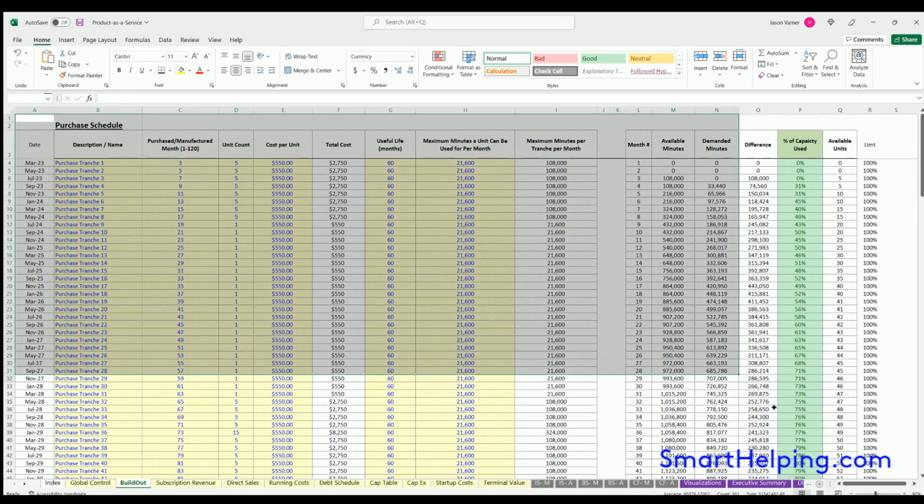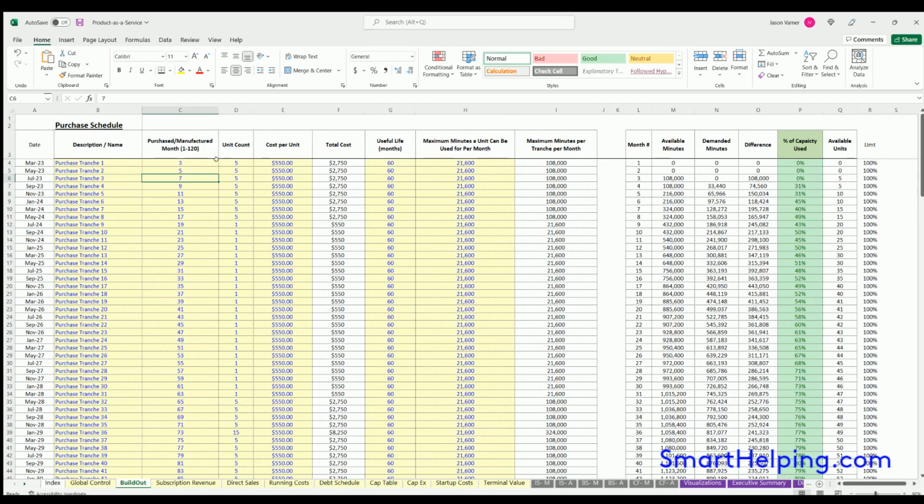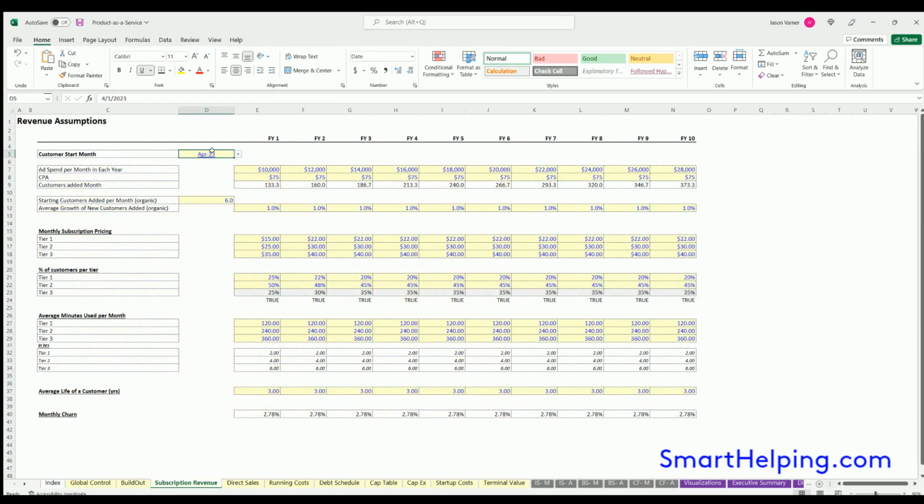And so this schedule will launch when you're going to want to match up these month numbers here with when you start the subscription service here. So this month is going to drive when customers start coming online. Now that's a good segue. So the next tab is subscription revenue.